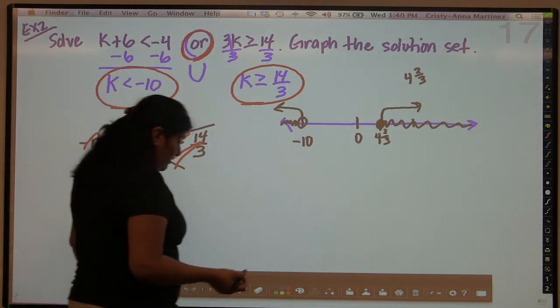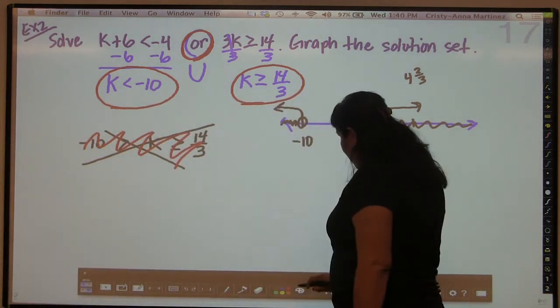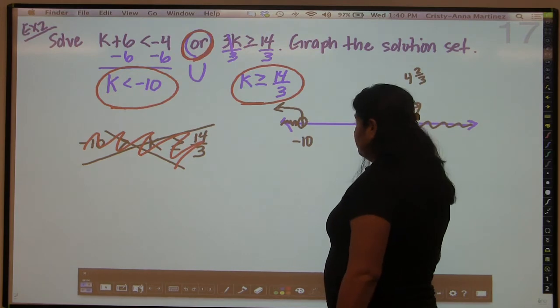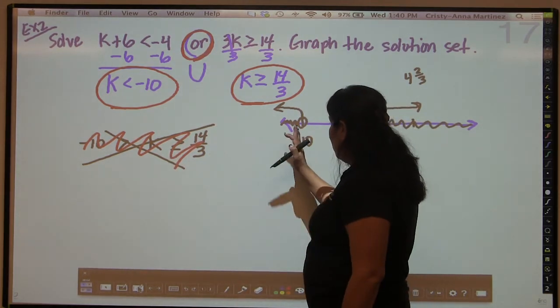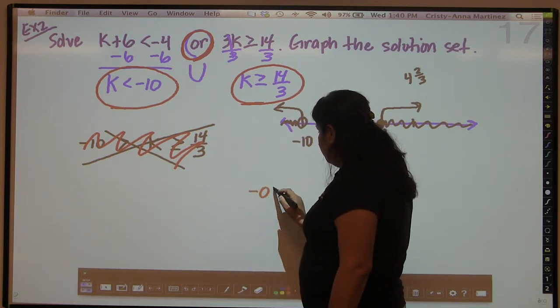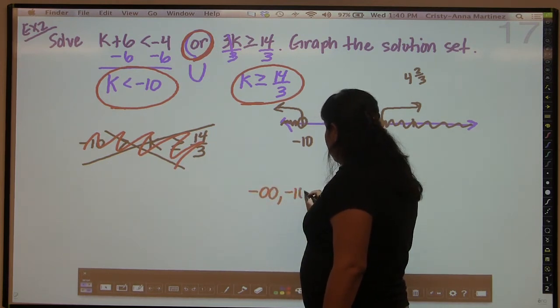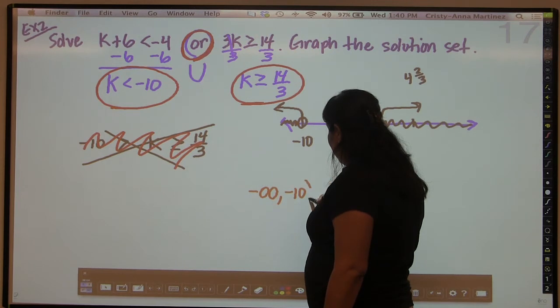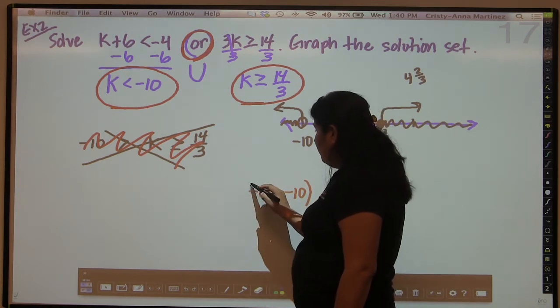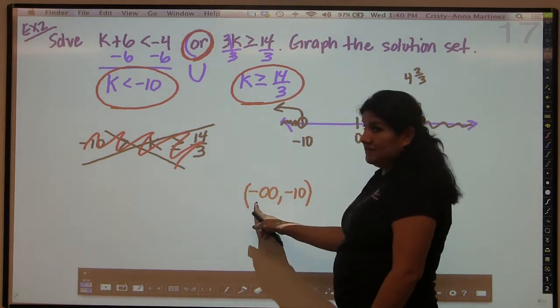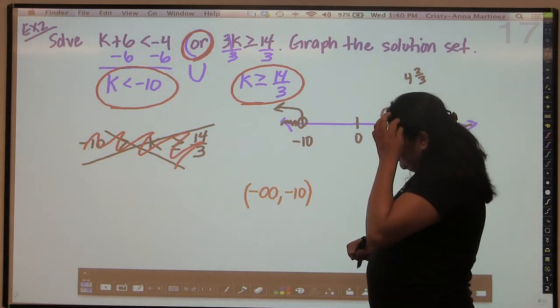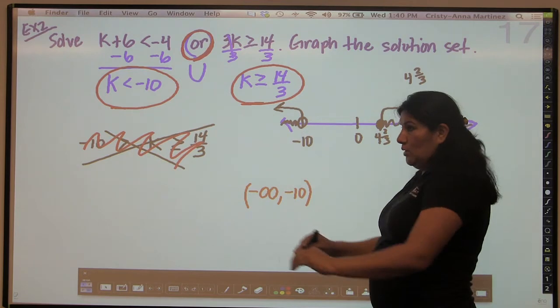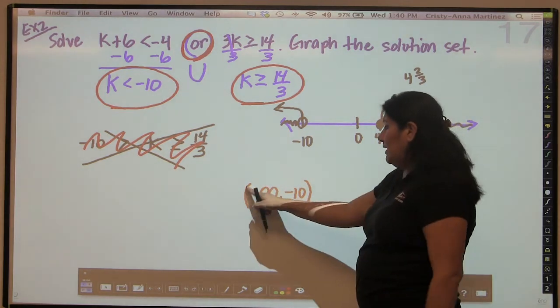So the last thing we have to do for this problem is to show you how to write that in interval notation. Since this is going on forever, all the way to negative infinity, we write this portion by putting negative infinity to negative 10. And since it's open, you have a parenthesis. And you never, ever put a bracket on the infinity symbol, because infinity is not a number, it's a concept. So it doesn't stop at negative infinity, it just keeps going, it's forever going. So you never put a bracket.